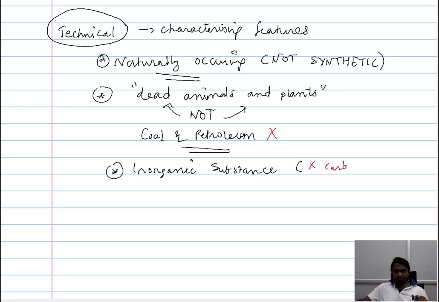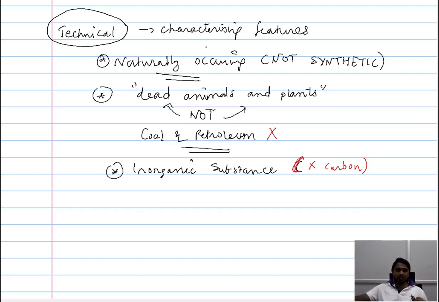So carbon is not a critical or an essential component of these materials, largely because we are considering a technical setting wherein we are not including the dead animals and plants or organic materials, or classifying the organic materials as minerals. So therefore, largely in a technical setting, one of the characterizing or distinguishing features of minerals is that it should be an inorganic substance.